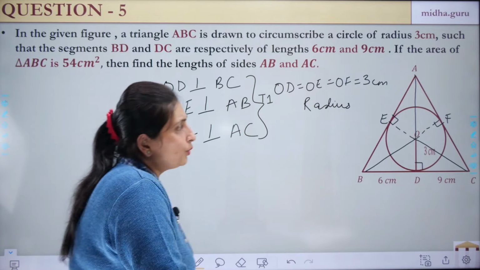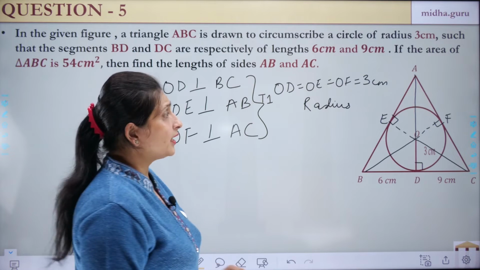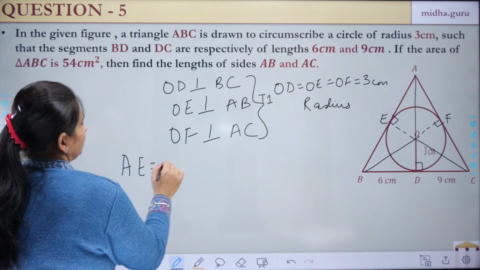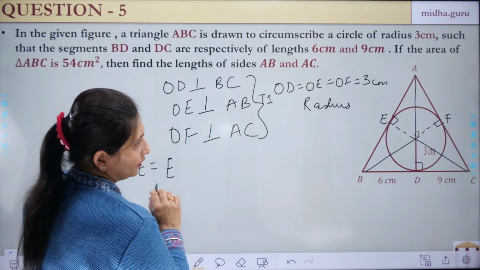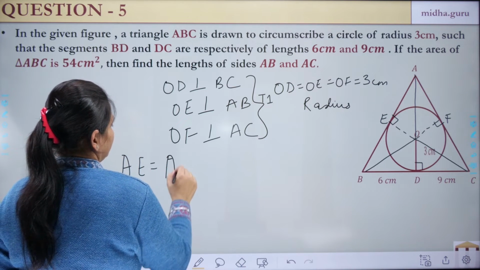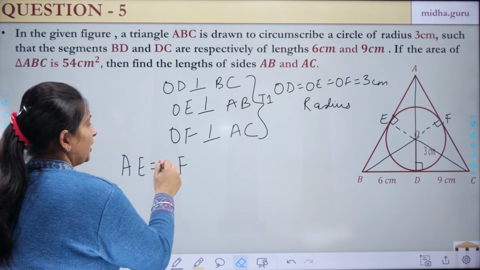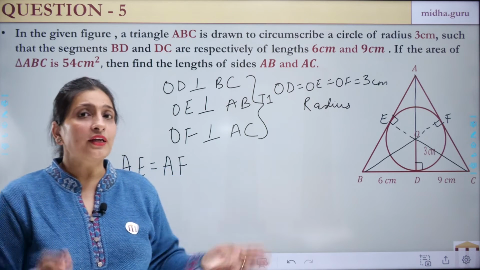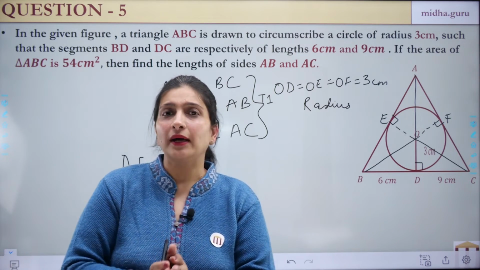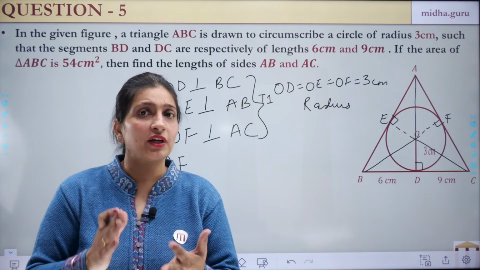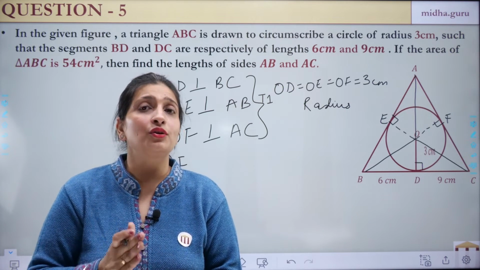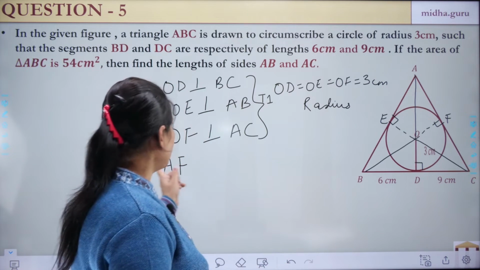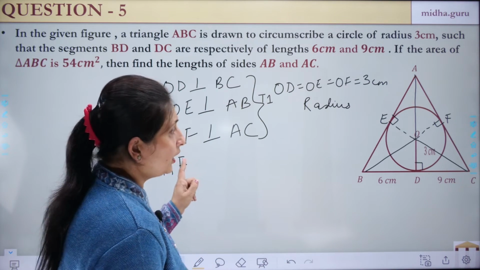Now using theorem 3, we can say AE is equal to AF. Of course, we have to make use of the theorems. One more important thing I'd like to tell you: these questions are very important, but the 3 theorems which I taught you, I'm saying it again and again, are also very important. Do practice all the theorems. Do practice it hard.